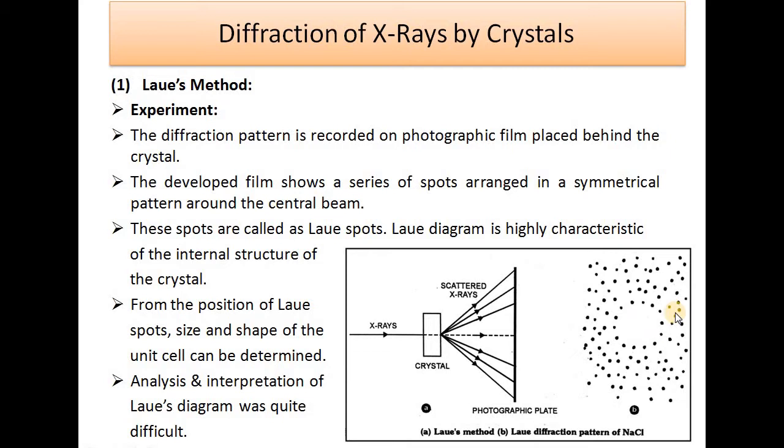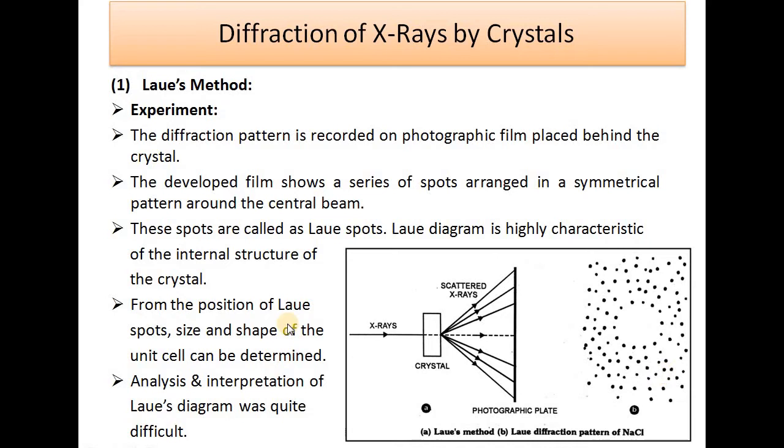These spots are known as Laue spots. And this diagram is highly characteristic of the internal structure of the crystal. The pattern that was obtained by Laue's experiment, the pattern of Laue spots, was highly characteristic of the internal structure of the crystal. From the positions of these Laue spots, the size and shape of the unit cell can be determined.